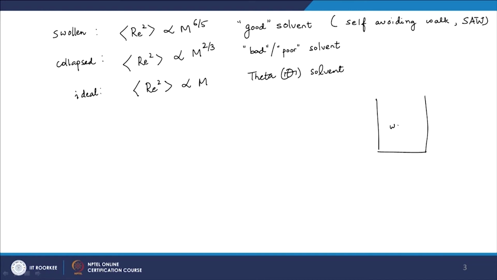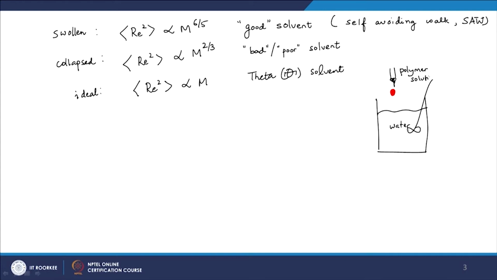I start with water and I inject, sorry for the poor drawing, a polymer solution. Let me color it differently. Let us say this is my polymer solution. It is added to a beaker full of water and we mix it by some stirrer. This is my experimental arrangement.